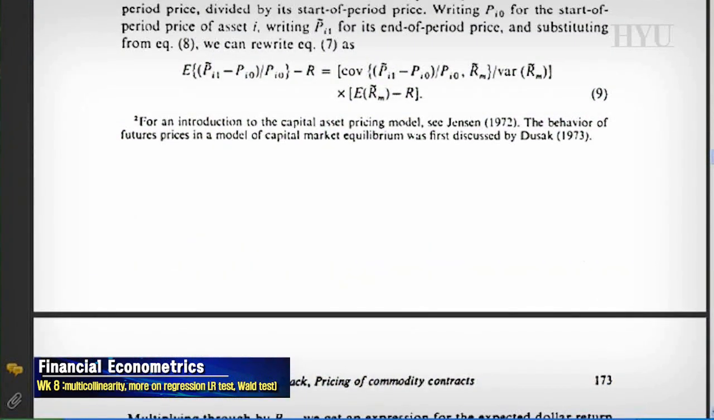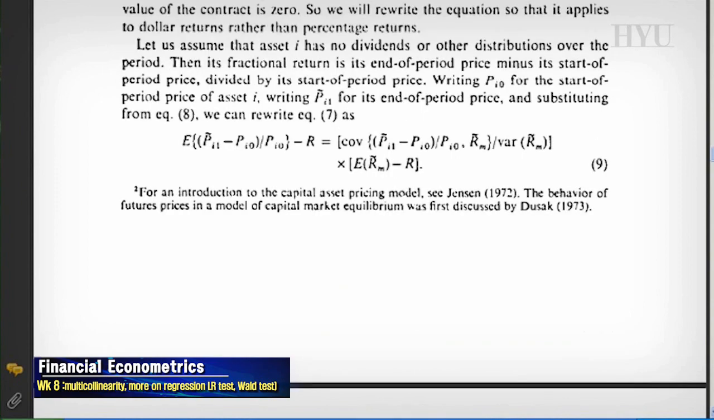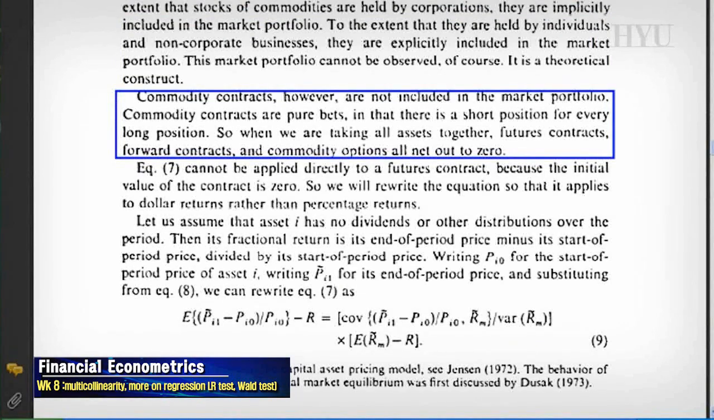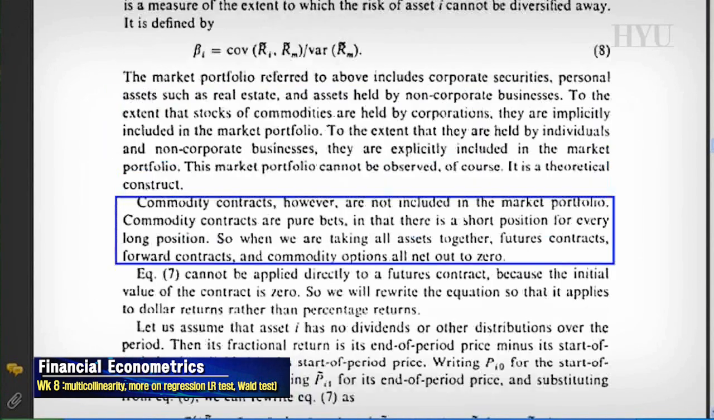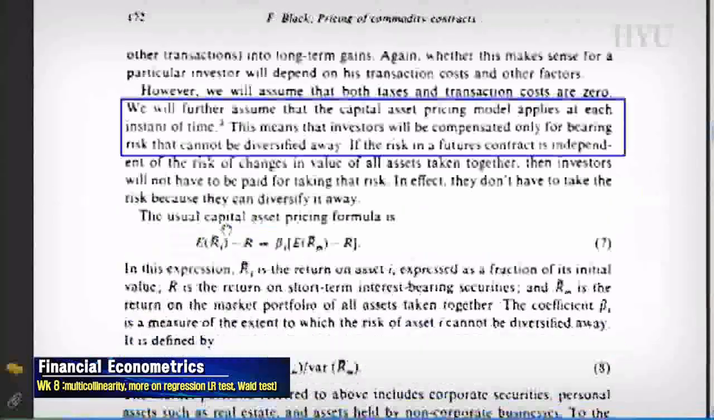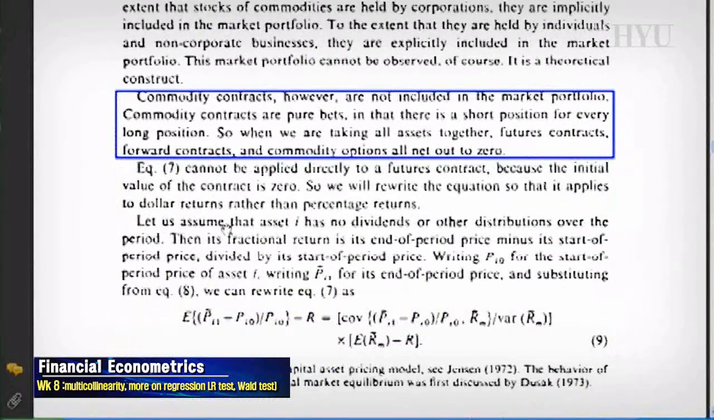And then we want to apply this capital asset pricing model, equation 7, to the futures contract. Equation 7, which is the capital asset pricing model, cannot be applied directly to a futures contract because the initial value of the contract is 0. In the capital asset pricing model, it is a model about return, but since the initial value is 0, we cannot define return. So we have to slightly modify the capital asset pricing model.